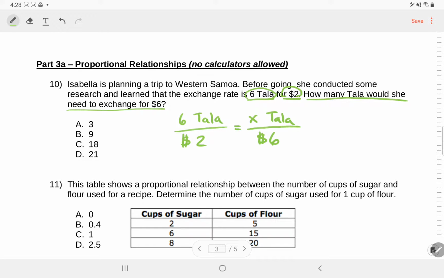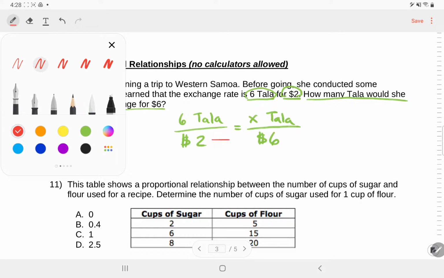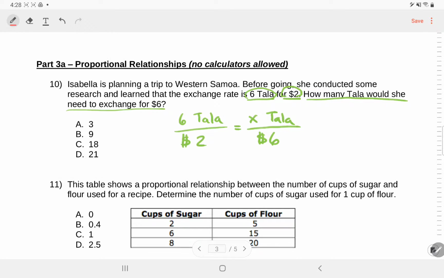So we want to find out how many times, if we can find a scale factor, do that. If not, we can clear fractions by multiplying both sides. So we're going to see if we have a scale factor. 2 goes into 6 3 times. So 2 times 3 is equal to 6. We do the same thing for the tala. Whatever we do to one side, we do to the other side. So 6 times 3 will also, this time, equal 18. So the number of tala we will have will be 18.